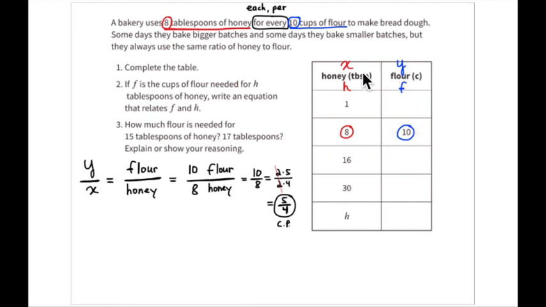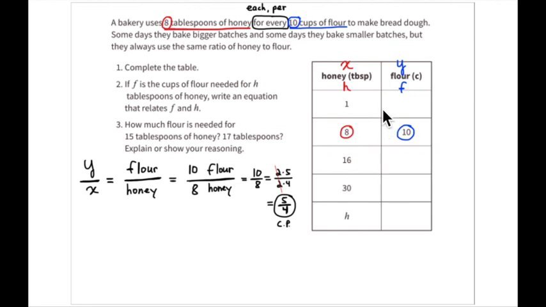The way they set up the table, they tell you that the cups of flour is going to be y, so that's f, and the tablespoons of honey, or h, is going to be the x value. Usually in problems like these, they give you the x value and you are to calculate the y value. So in this case, I have 8 tablespoons of honey. How much flour do I need? Or I have 16 tablespoons of honey. How much flour do I need? 30 tablespoons of honey. How much flour do I need?